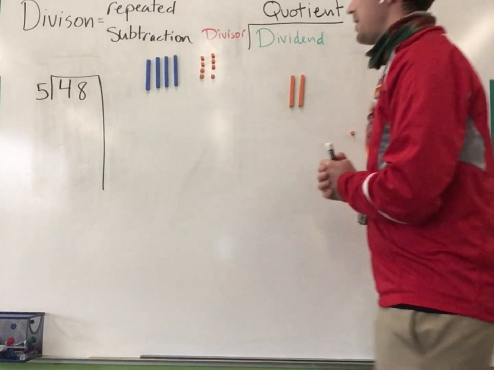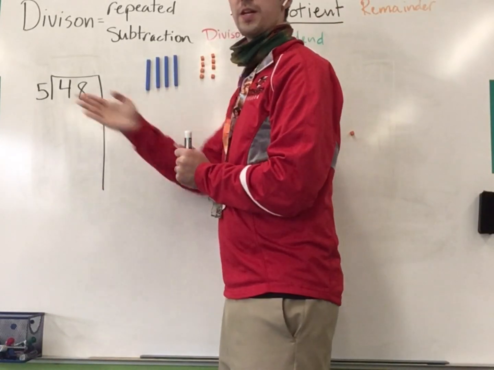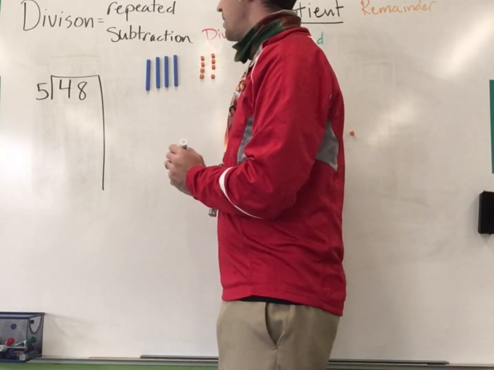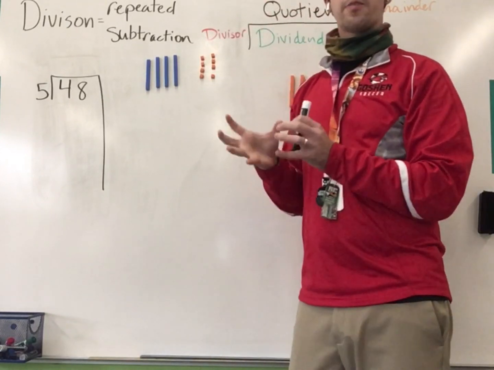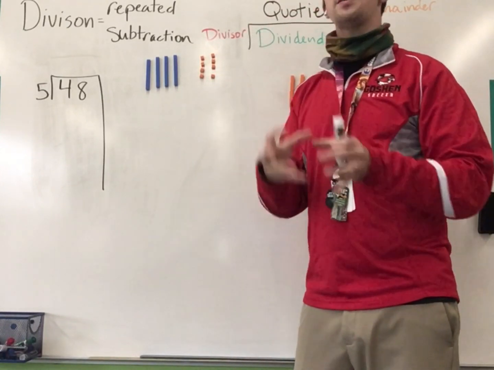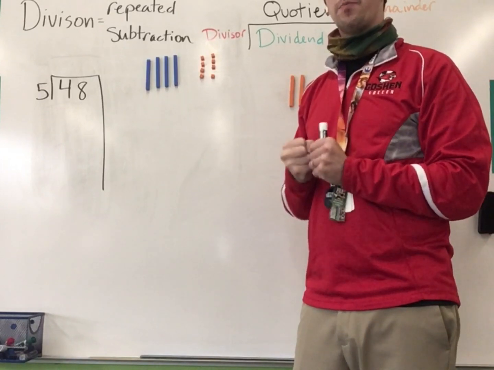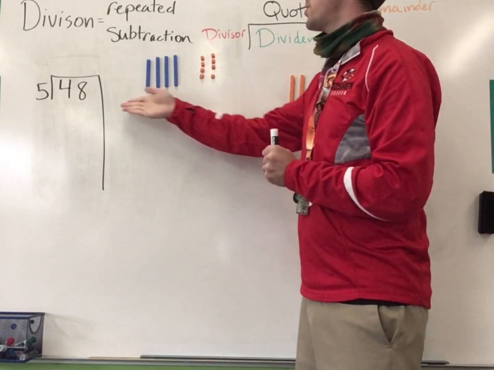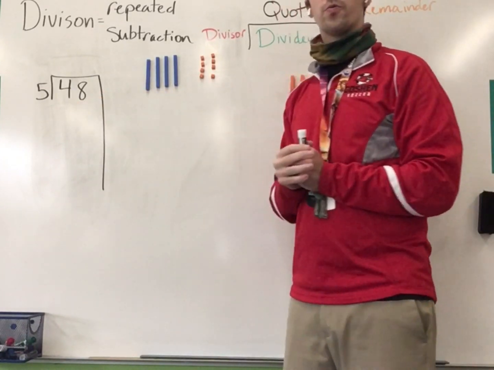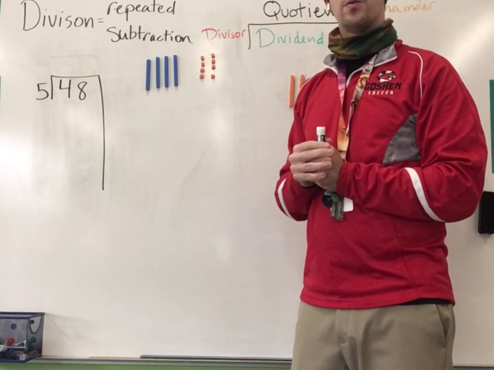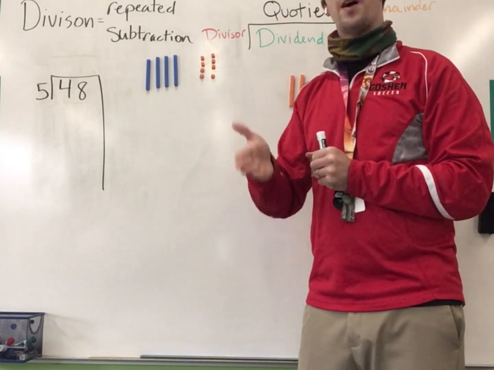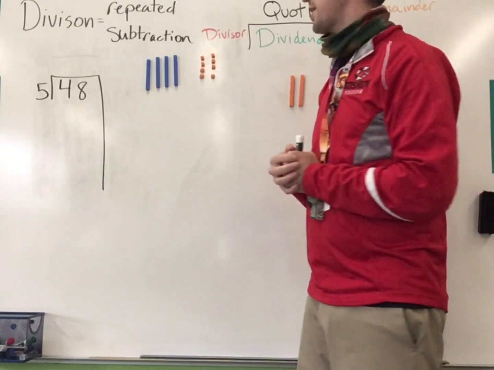Now, let's approach this number here. 48 divided by 5. That means I'm taking 48 and I'm going to put it into 5 equal groups. Each group has to have the same amount. So, a good problem to think of is, there are 48 pieces of candy. We want to divide them equally among 5 people. How much candy will each person get?